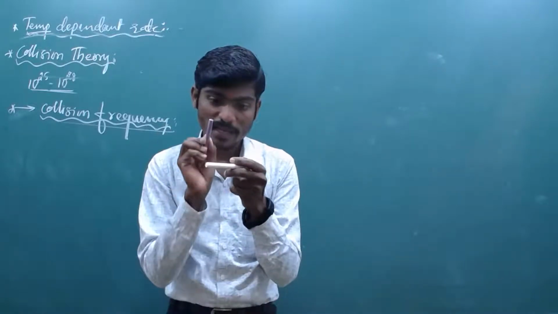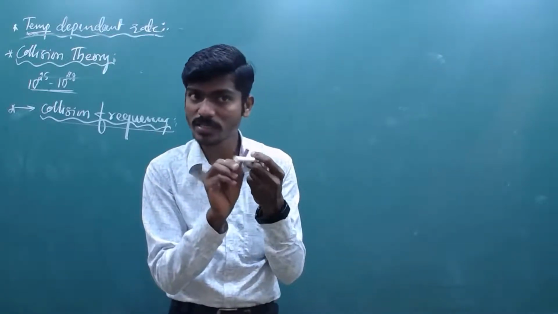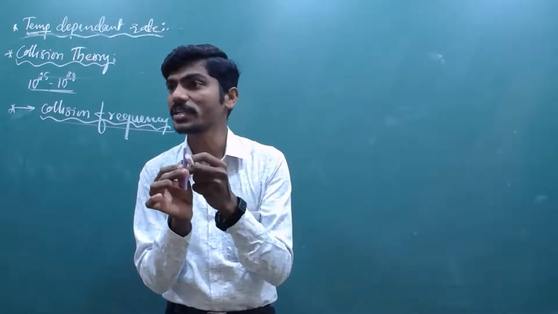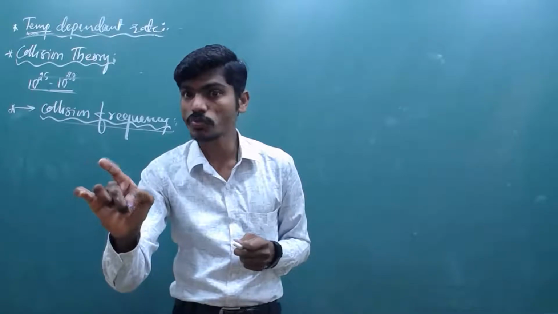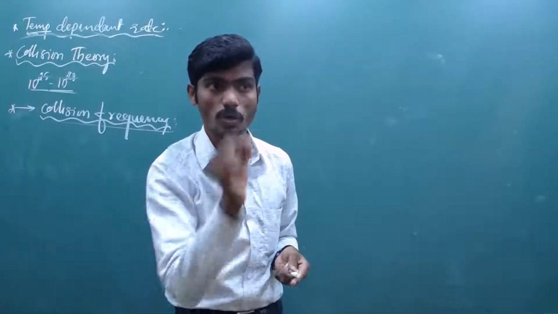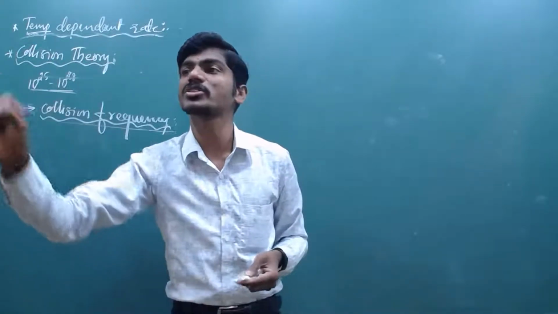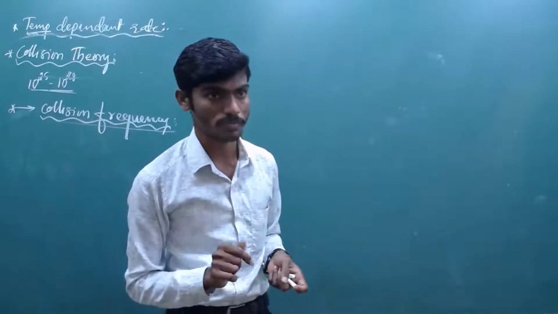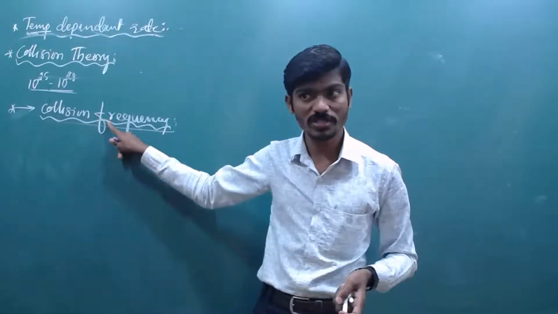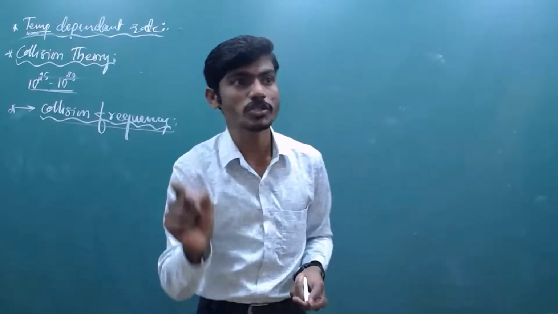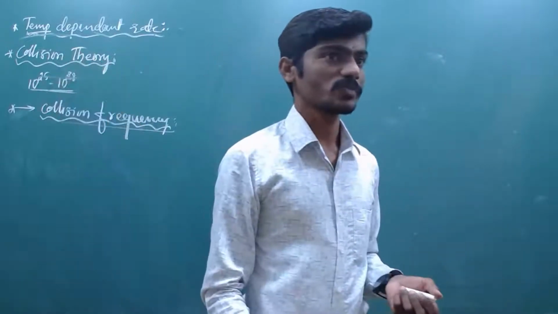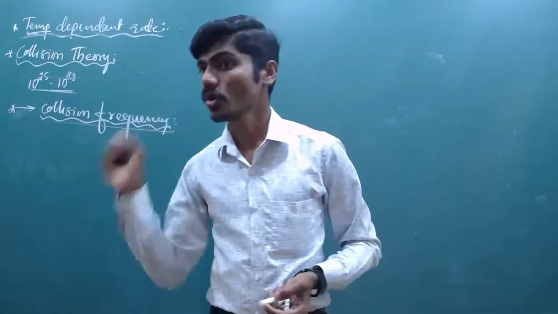If the energy is less than the minimum energy, then it is just a collision. It is not an effective collision. So effective collisions are those which produce the product. The collision which leads to the formation of product is called an effective collision. Collision frequency definition is clear. Effective collision means the collisions which lead to the formation of product.